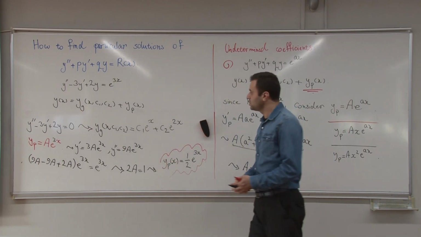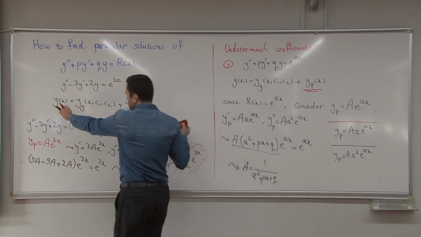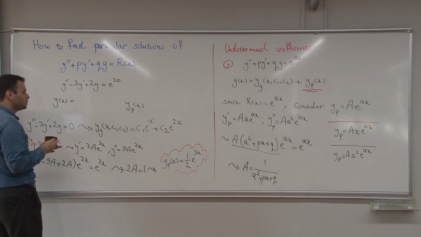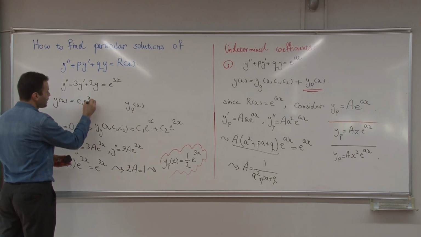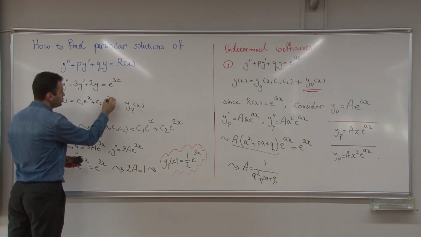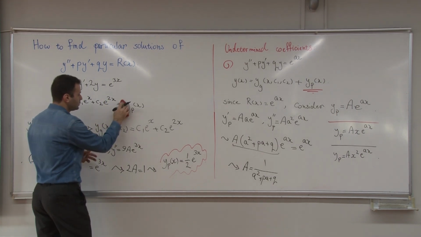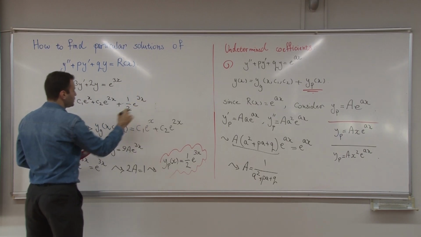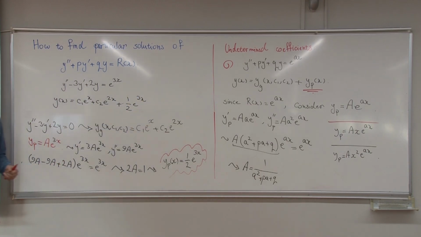Which means, now, my solutions are, what was this general part? C1 e to the power of x plus C2 e to the power of 2x plus, what is this? Half e to the power of 3x. Now if you get values for C1 and C2, the solutions that you're going to get from here are solutions of this differential equation, okay, which is not homogeneous.